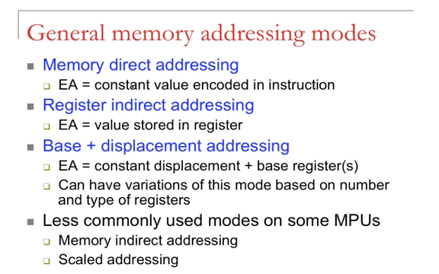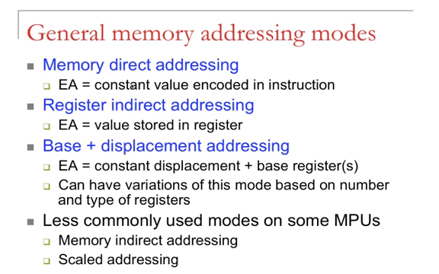General memory addressing modes. There is memory direct addressing, which means we use a constant value directly as the address. The second, register indirect, is where we use the values stored in registers as the address.